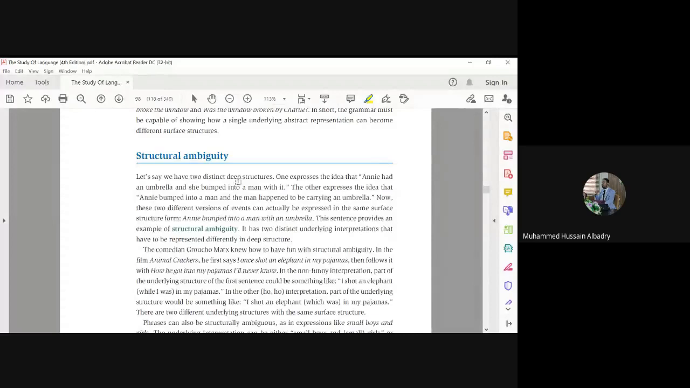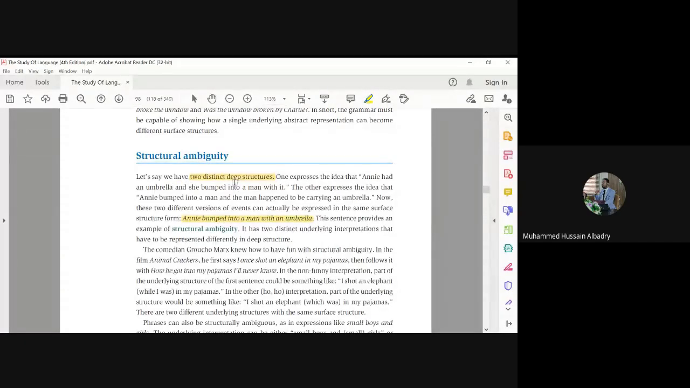Let's say we have two distinct deep structures. We said deep structures are in the mind. This is the original sentence: Annie bumped into a man with an umbrella. This is the surface structure. You can see it: subject, verb, complement. How can you understand this sentence in your mind? How many interpretations does this sentence have?